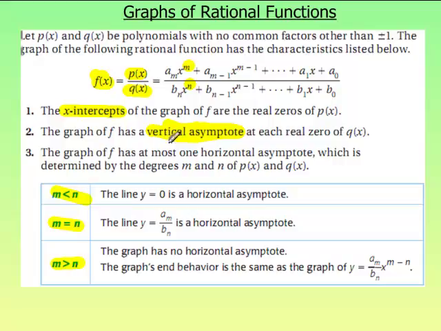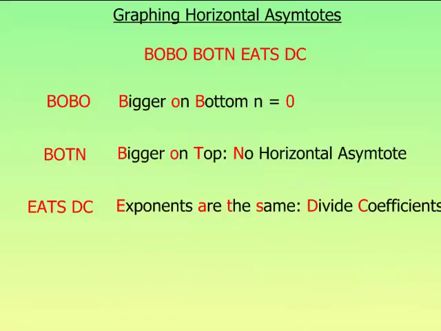So thus, smaller on top, they're equal, larger on top. And this can be a little tricky to remember. So there's a little mnemonic here to help you remember how to find those horizontal asymptotes. And it's Bobo Botan eats DC. It sounds really nonsensical, but if you put it to a little tune, it becomes easier to remember.